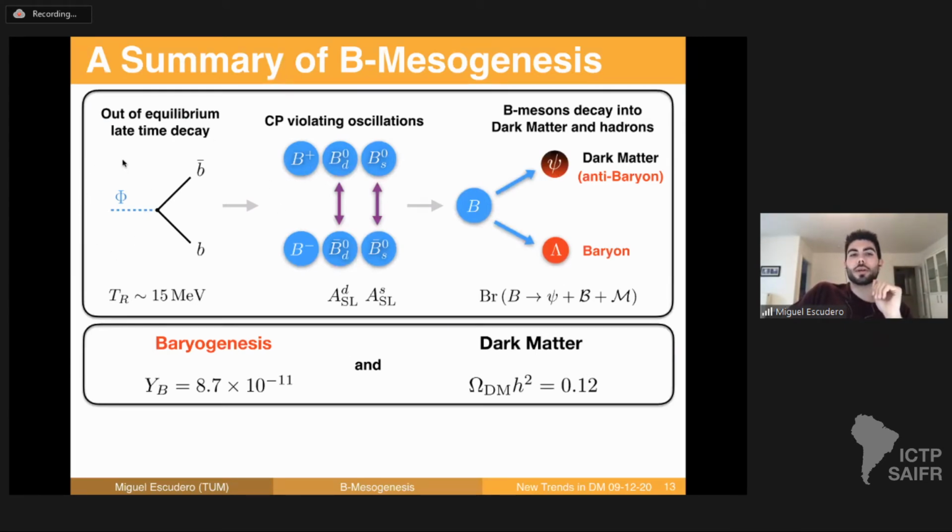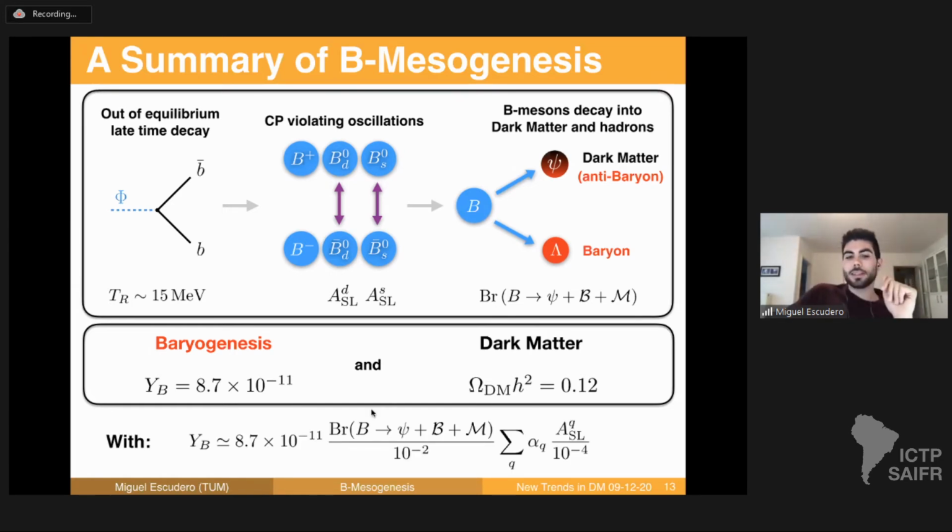So we have an out-of-equilibrium, late-time decaying particle, this capital Phi. It decays, it dominates the universe at temperatures of around 15 MeV, and it decays into b quarks. These b quarks quickly hadronize and produce B-mesons. The neutral component of these B-mesons will undergo CP-violating oscillations and will subsequently decay into visible baryons and dark sector anti-baryons. And this will allow us to generate baryons in the visible sector, so successful baryogenesis, and dark matter, which will be in a dark sector.